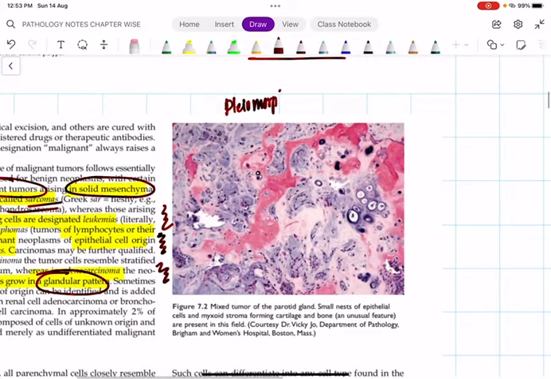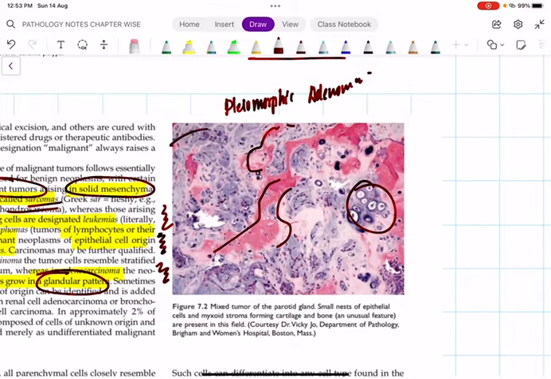Pleomorphic adenoma. Pleomorphic means mixed, or varieties. You can see all the components here. You can see the cartilaginous component, you can see the mesenchymal, that is the fibroblastic component, and of course you can see the epithelial components. So the epithelial component, fibroblastic components, cartilage, everything is present. That is why it is called pleomorphic adenoma of the salivary gland.